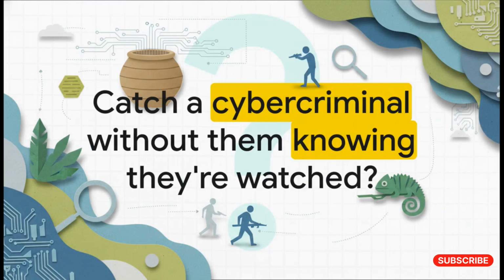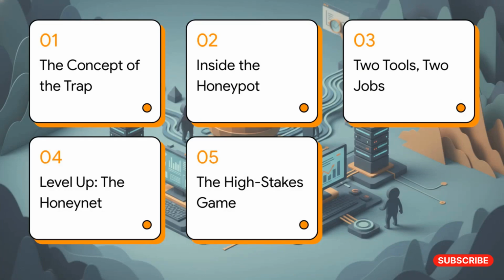So how do you do it? How do you catch a cyber criminal red-handed without them ever knowing you're there? Think about it. You get to watch their every single move, learn all their secrets, see the tools they use, all while they think they're winning. Well, the answer is pretty brilliant. It's all about misdirection.